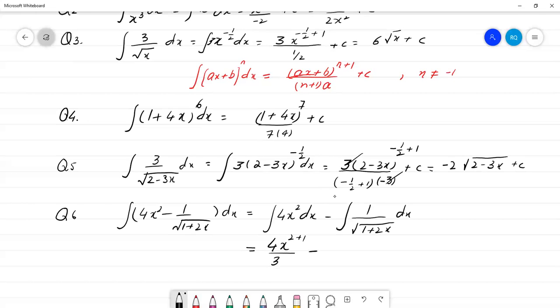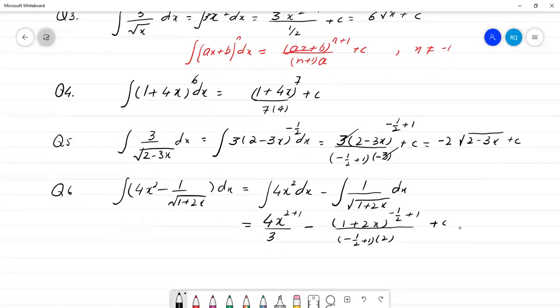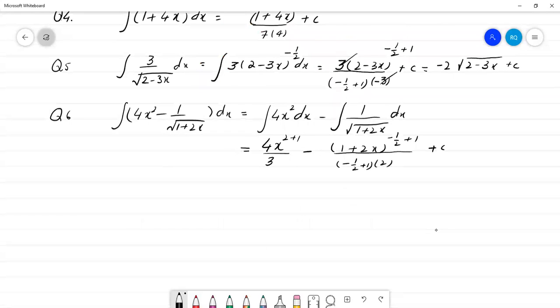The second one is the whole power. I will make it short: 1 plus 2x raised to power minus 1 by 2 plus 1. And I have to write this one as minus 1 by 2 plus 1 into 2. When all rules are applied and there is no term whose integration remains, then you have to put one sign of integration.